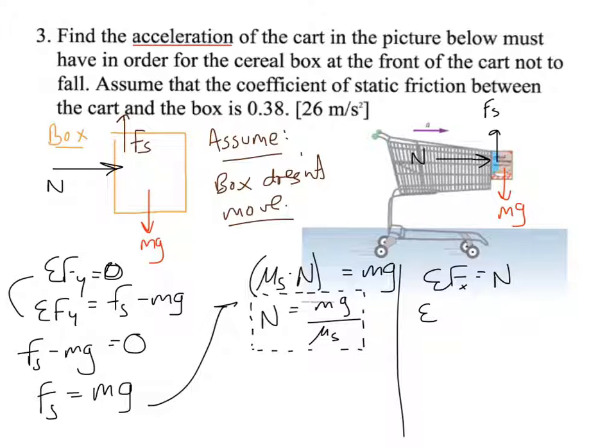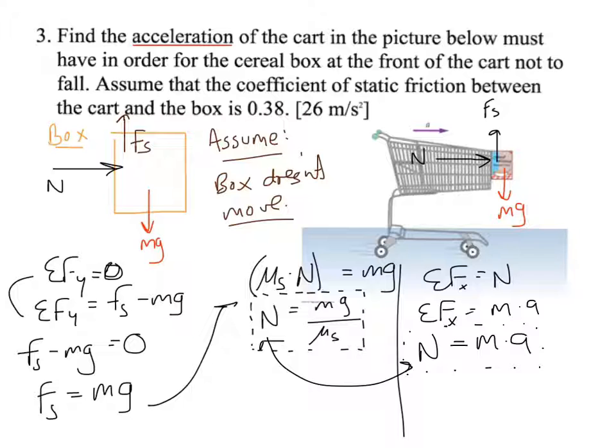Well, what else is true about net force on the box in the x direction? It equals ma. So we can say that the normal force equals ma. We have a statement for the normal force over here that we solved from finding out what it has to be in order to create the friction force in the y direction. And so now we can tie these two together. That mg over mu s has to equal mass times acceleration. We're solving for acceleration.